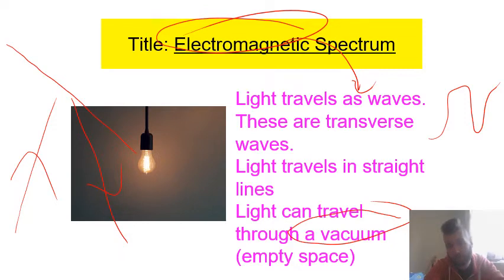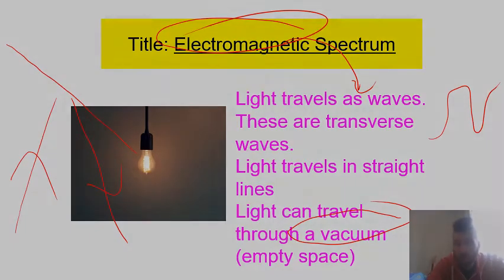The electromagnetic wave of light comes as a transverse wave in straight lines, in rays of light, and it can travel through the vacuum of space from the sun to our planet Earth and eventually to our eyes. So these are facts that we already know, not new information, but we can then start using these facts to talk about the other EM waves.